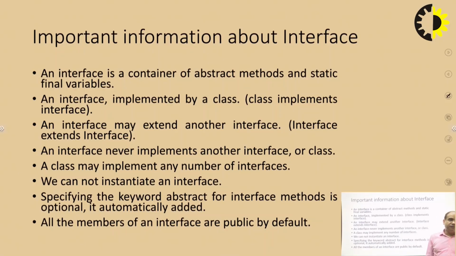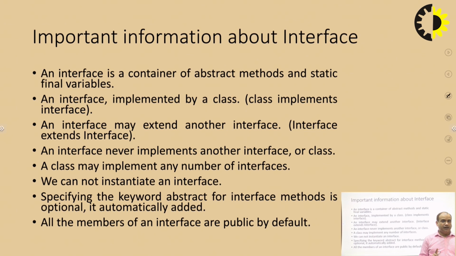Some important information about interface. Interface is a container of abstract methods and static final variables. Means variables will be automatically static final, means their value should be declared and defined. Interface is implemented by class, so class implements interface. An interface may extend another interface because interfaces are like classes, so they have properties of class.